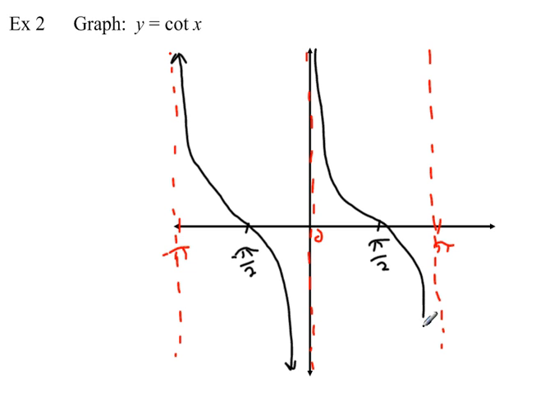And just like our tangent curve, the period here is the same. Period is the distance between the asymptotes, and that period is pi units. So every pi units, you'll see this graph repeat itself over and over.